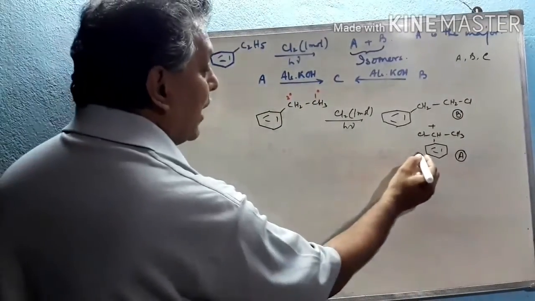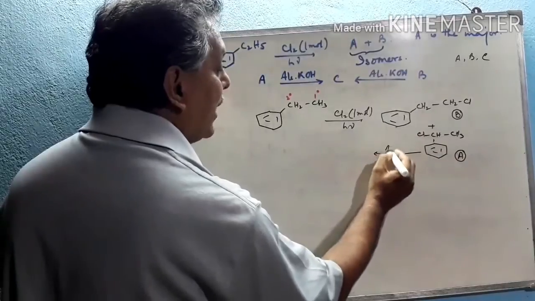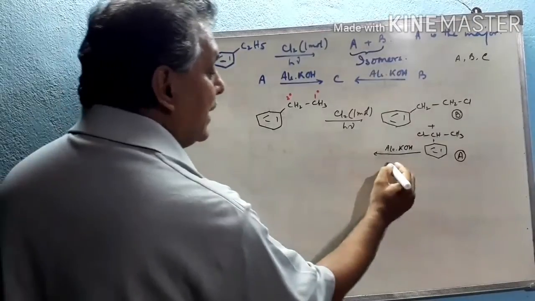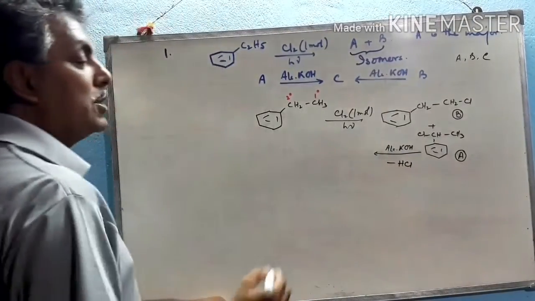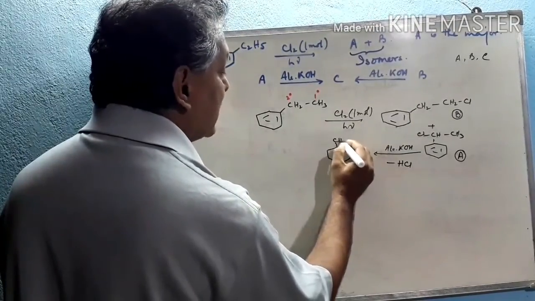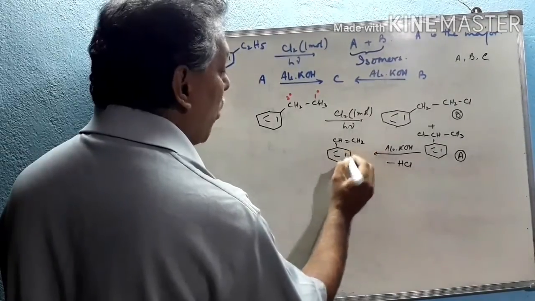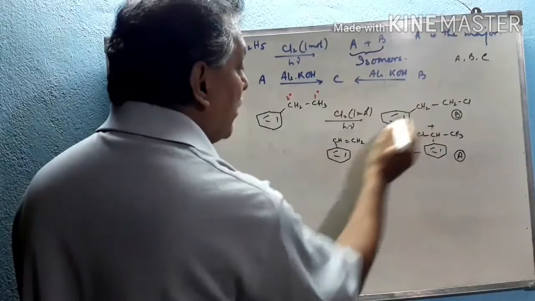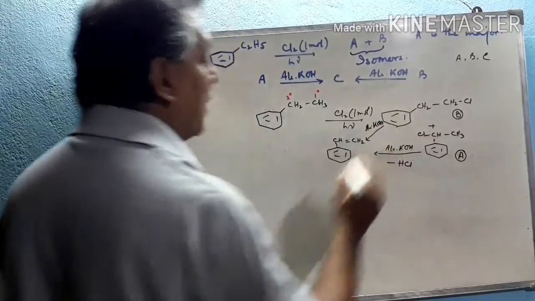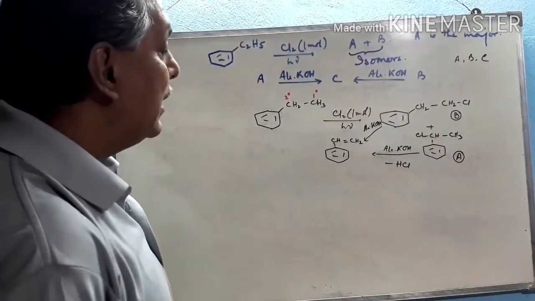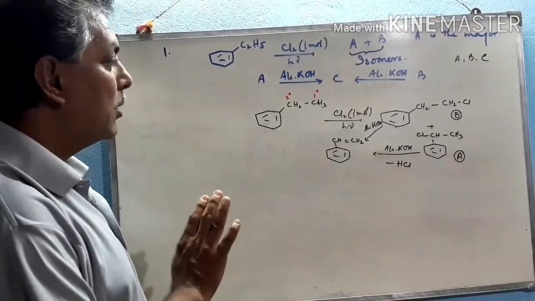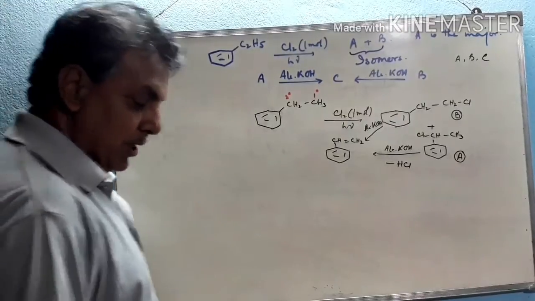Now whenever A is treated with alcoholic KOH, a double bond forms because dehydrohalogenation occurs in presence of alcoholic KOH to form benzene ring CH double bond CH2, which is known as 1-phenylethene. Also B when treated with alcoholic KOH also gives the same compound, phenylethene. The trivial name of this compound is styrene. So this is question number 1. We have discussed the answer of this question.